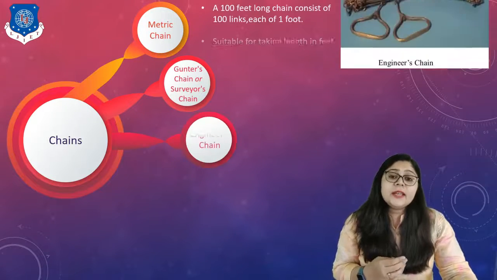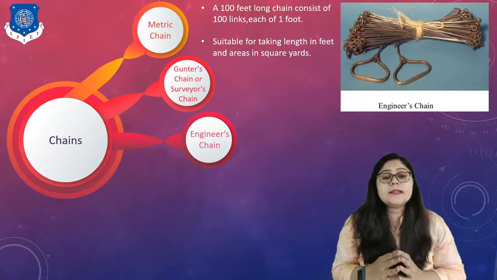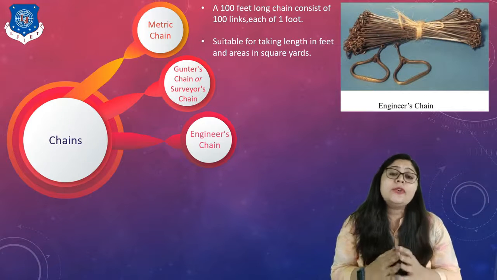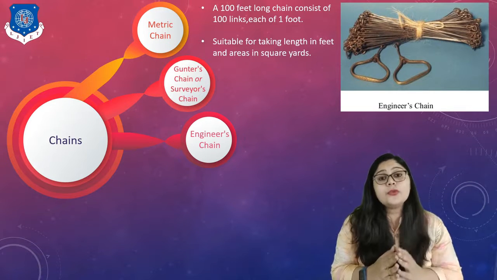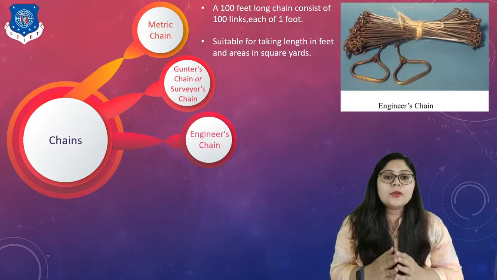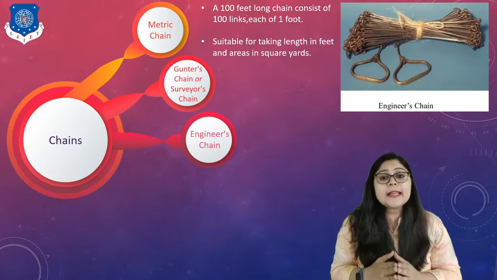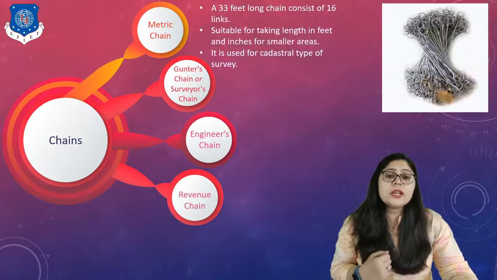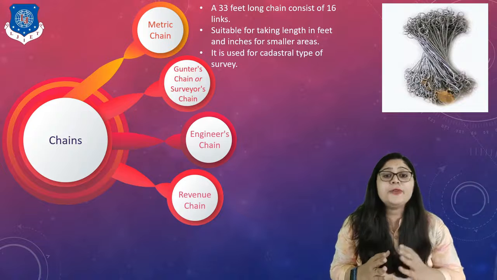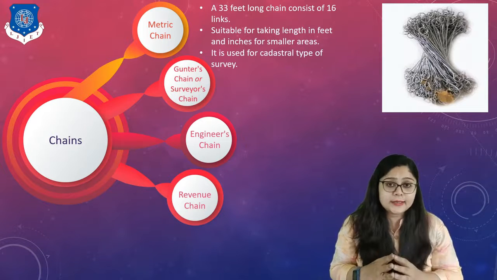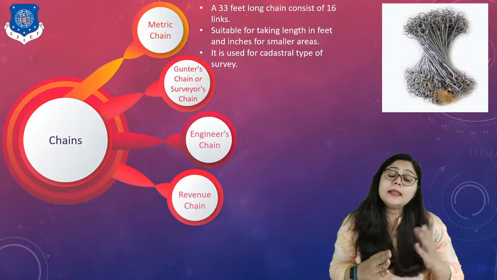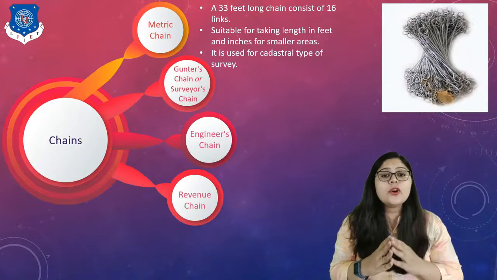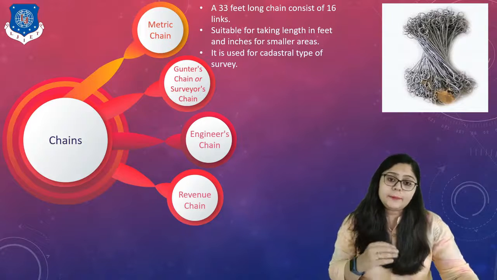The next type of chain is the engineer's chain. As you can see on the screen, a 100 feet long chain generally consists of 100 links. It means each is 1 foot. It is suitable for taking length in feet and areas in square yards. The next type is the revenue chain. Here on screen you can see a 33 feet long chain consisting of 16 links, which is suitable for taking length in feet and inches for smaller areas. It is used for cadastral type of survey.